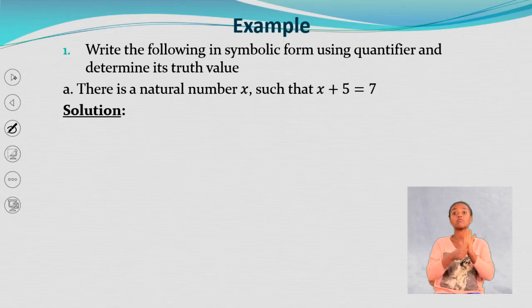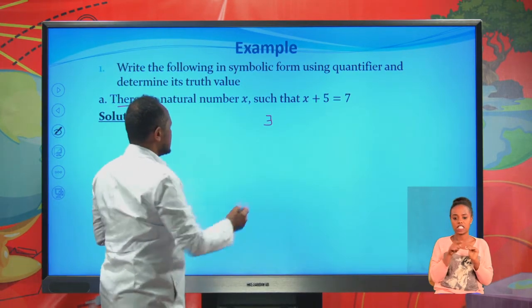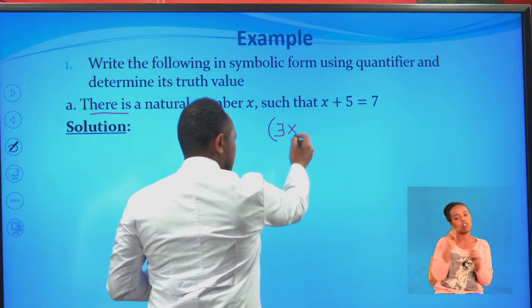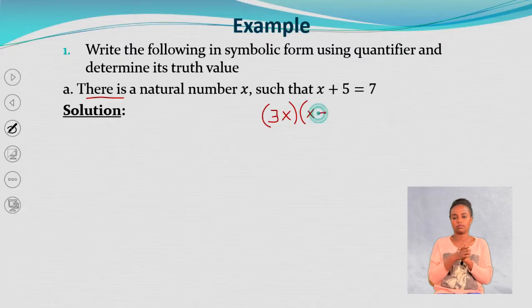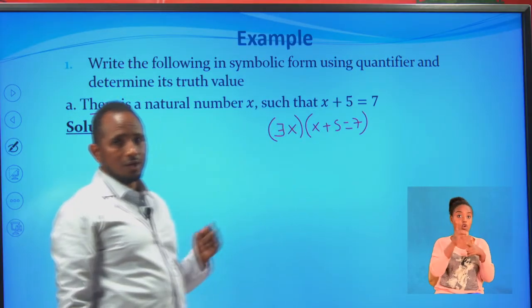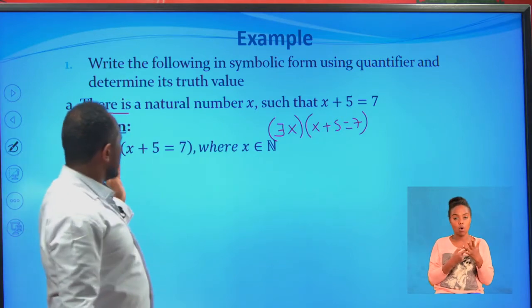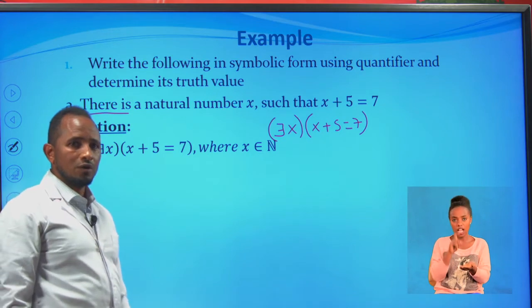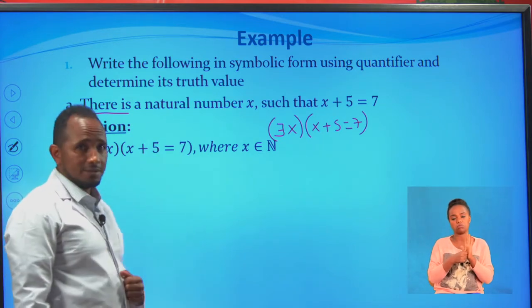Write the following in symbolic form using quantifier and find its truth value. Here you say, there is a natural number x such that x plus 5 is equal to 7. The quantifier is "there is." This is the existential quantifier. There is a natural number x, where x is a natural number, such that x plus 5 is equal to 7. So this is the symbolic representation of this statement, where the domain of x is the set of natural numbers. There exists x, x plus 5 is equal to 7, where x is an element of the natural numbers.